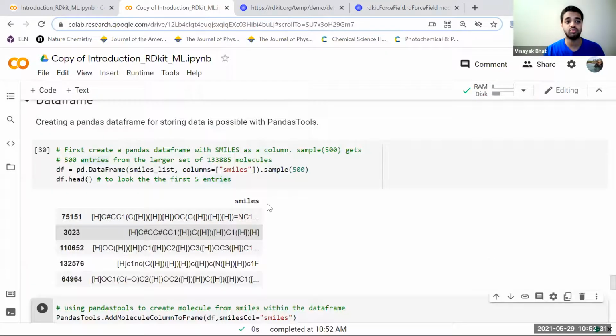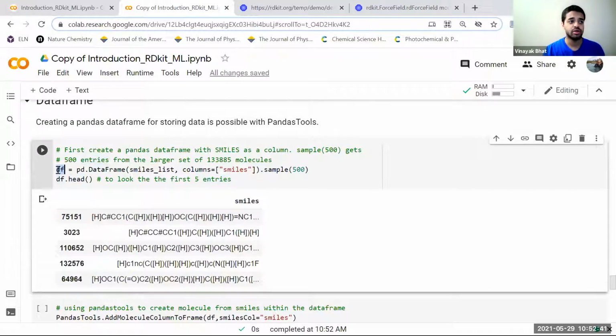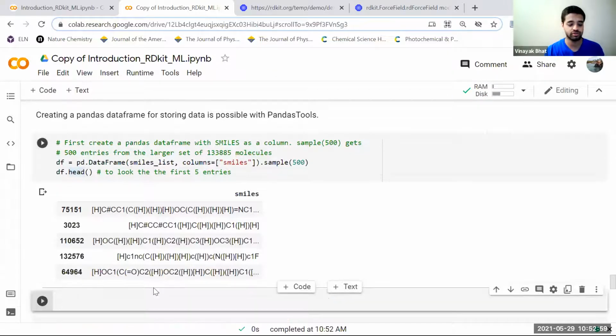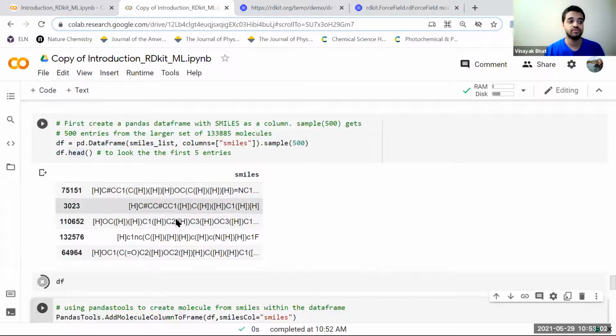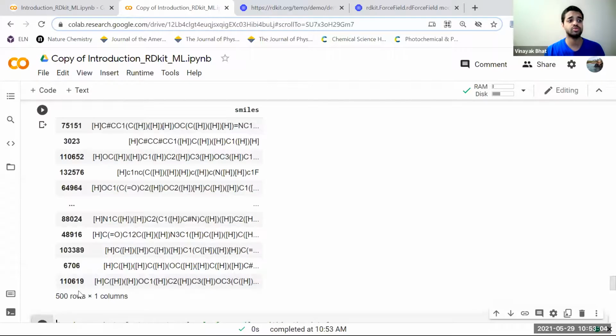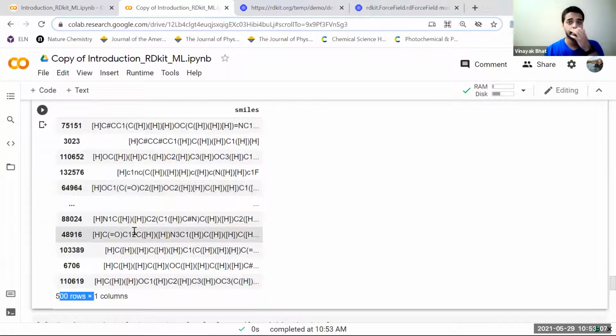So you can just keep on adding properties into this now. You can add something over here. That's what we are going to do, and I'll show you how to do that. Pandas is this thing which creates nice tables. You can store data into this, just like an Excel sheet, and you can play around with it. Head gives you the first 5 entries of the data frame, but we still have 500 of those entries. It won't show all of them, but you'll see there are 500 rows in this.